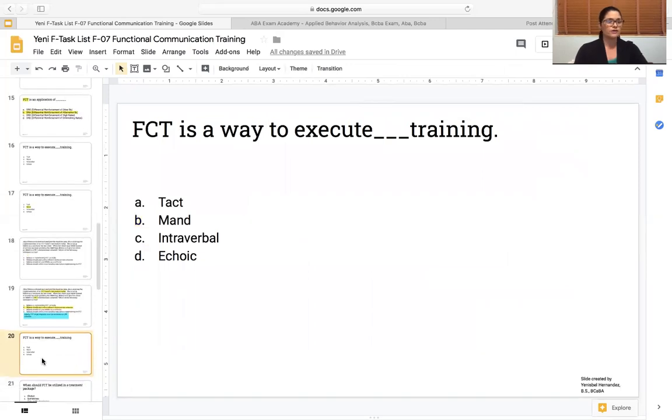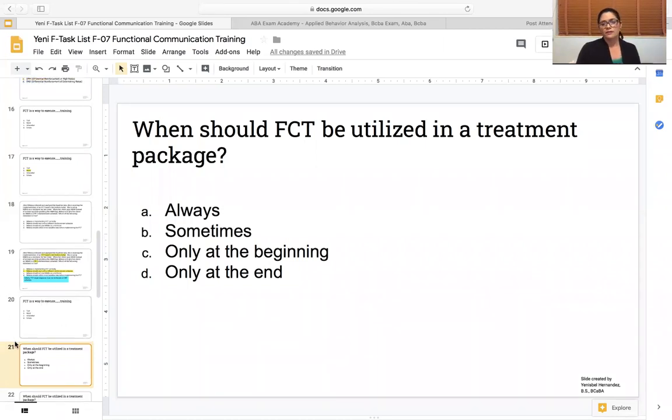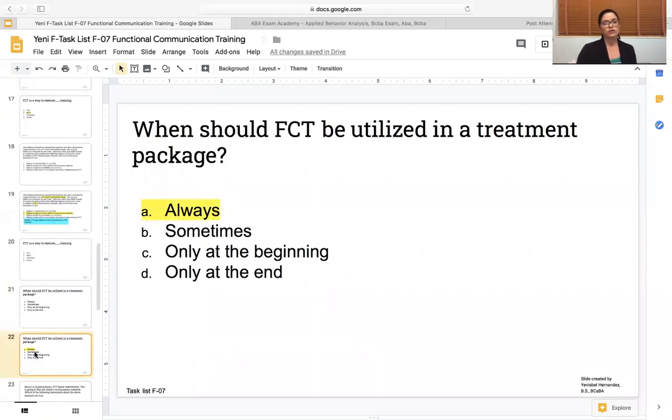Okay, here's the one that we don't already know the answer for. When should FCT be utilized in a treatment package? Always, sometimes, only at the beginning, only at the end? Always. Two for always. A. Another A. And another A in the chat. So yes, you are correct. So why is it A? Why do we always have to do it? As needed. You do it as needed. It can't be sometimes. It can't be only at the beginning, because you miss out in the middle or the end. It can't be only at the end because you miss out in the beginning and the middle. Yes.